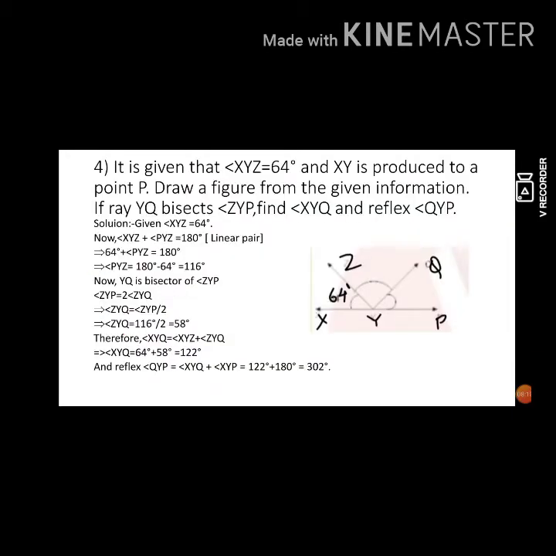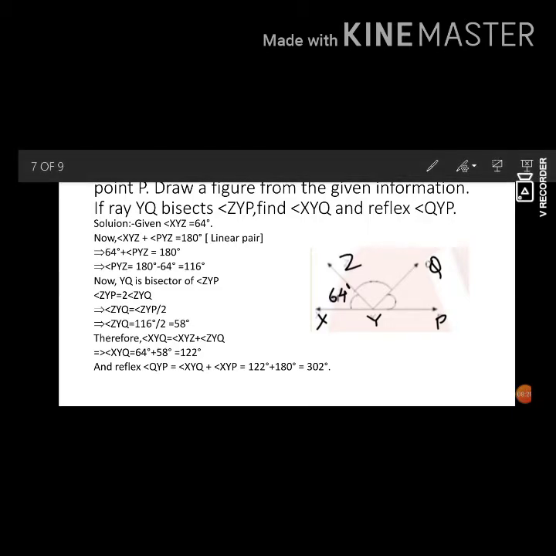Now sum number 4. In sum number 4, it is given that XYZ is 64 degrees and XY is produced to a point P. So you can see XYZ is 64 degrees and XY is produced to a point P. QY bisects the angle ZYP. Now we need to find angle XYQ and reflex of angle QYP. So first, given is angle XYZ is 64 degrees.